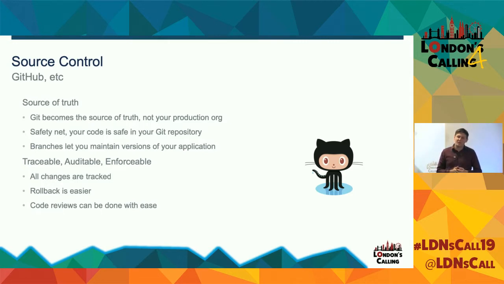A Git repository is also a safety net. Because your code is in there, because the changes are fully tracked, you can see what happened, when, where, how, and why. It's a safe place that your code can live. Things could happen in prod, things could get overwritten, something could go wrong, but you know the code in Git is always what is supposed to be there.